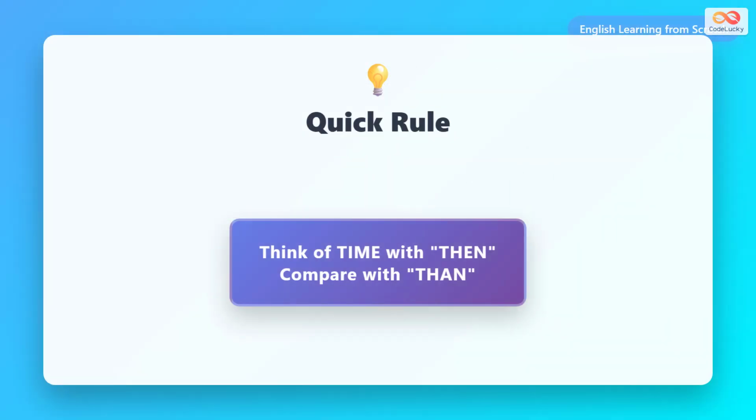Here is a simple rule to help you remember. Think of the word time when you see then. The words then and time both have an E. For than, remember, it is used for comparisons. These memory tricks will help you use these words correctly every time. Practice using these words in your daily conversations and writing to master them.